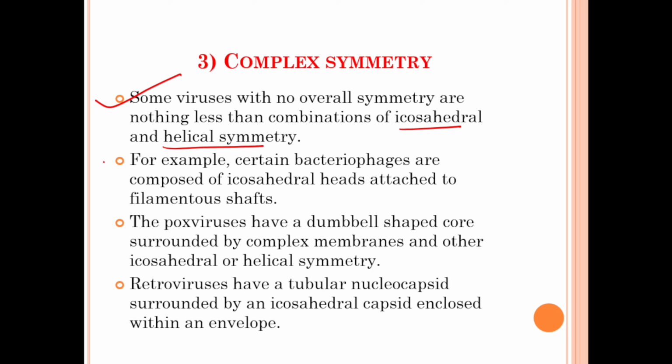ठीक है, for example, bacteriophages are composed of the icosahedral heads and attached to the filamentous shafts. अगर example की अगर मैं बात करूं in the case of the complex symmetry, तो simply जो bacteriophages होते हैं, उनके पास head region जो होता है, it is of icosahedral symmetry and it will be attached to the helical, and you can say filamentous shafts. ठीक है, next example is the pox virus. They have a dumbbell shaped core surrounded by a complex membrane and other icosahedral और the helical symmetry. So देखो भाई, simply जो pox virus होता है, इनके पास भी complex symmetry होती है जहां पे आपको icosahedral और helical symmetry का combination देखने के लिए मिलेगा.